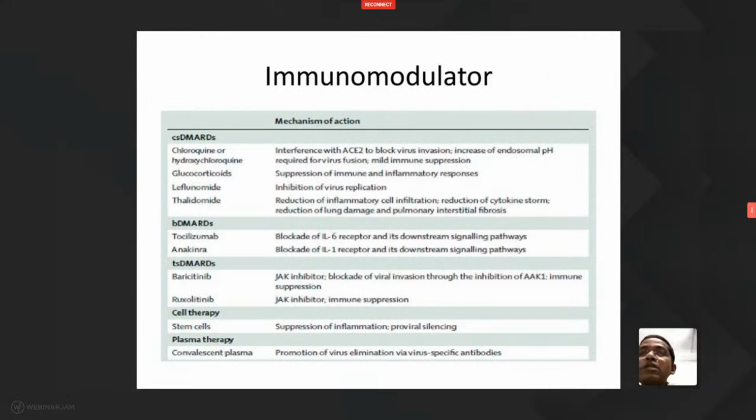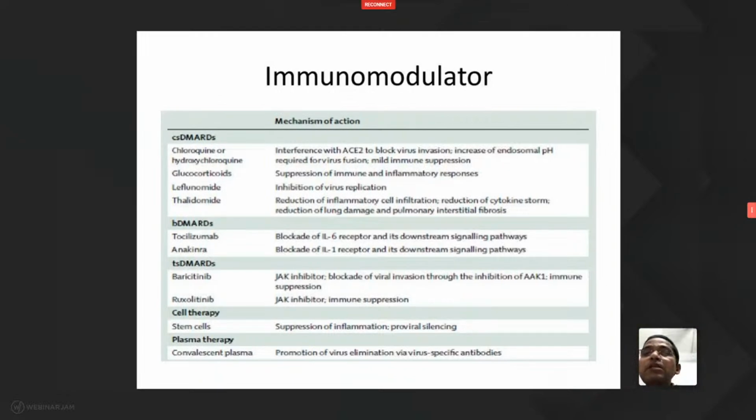Now come to the drugs. There is a list of drugs which are used, and there are many drugs in the pipeline as immunomodulator therapy in SARS-CoV, and they mainly target the hyperacute immune response, that is, the severe immunoinflammatory syndrome or secondary HLH, and most of them, if I look at the list, are used from the initial stage, from day one.